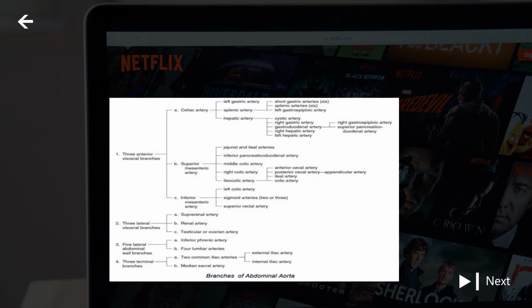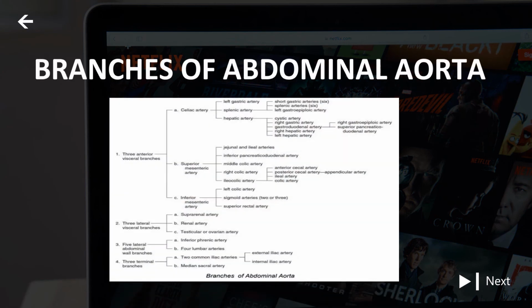The next one would be the branches of the abdominal aorta. These are the branches of the abdominal aorta. There are three anterior visceral branches, which are the celiac artery, superior mesenteric artery, and inferior mesenteric artery.